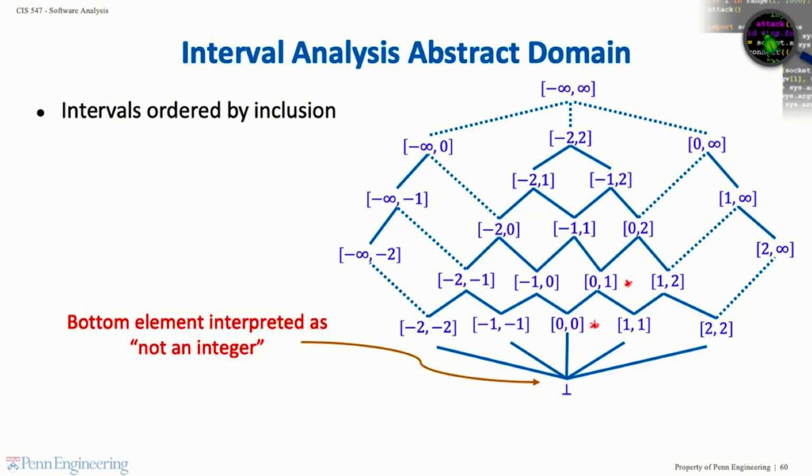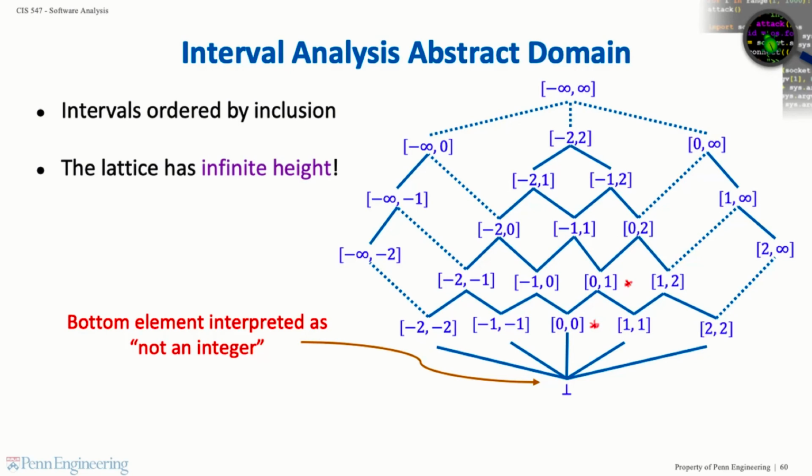The bottom element is interpreted as not an integer. It serves as the abstract value of the result of division by zero, or the abstract value for integer variables at program points that are unreachable. You might notice a fundamental difference between this structure and the structure of the abstract domains for the Dataflow analyses we discussed earlier. This one has infinite height.